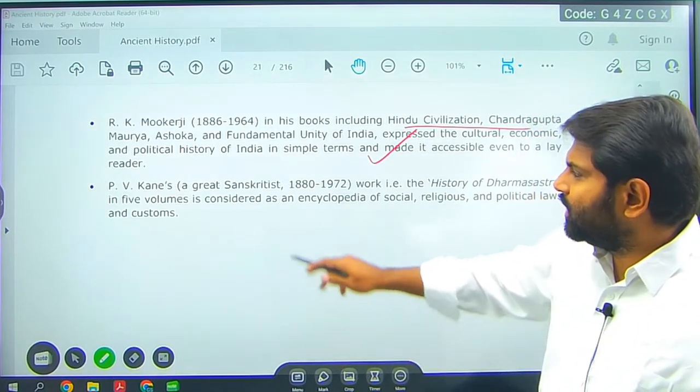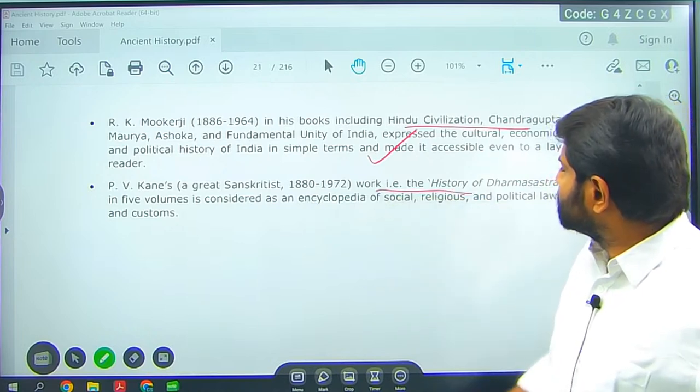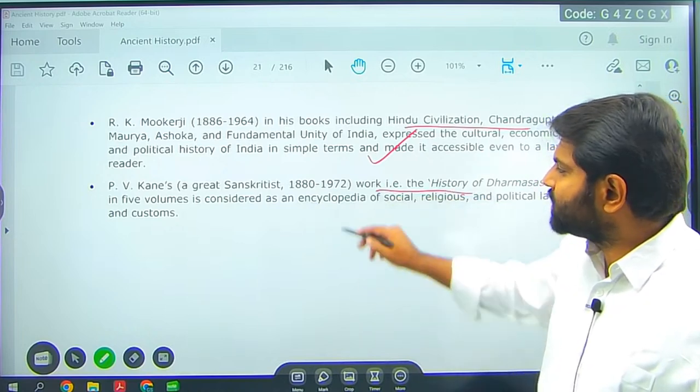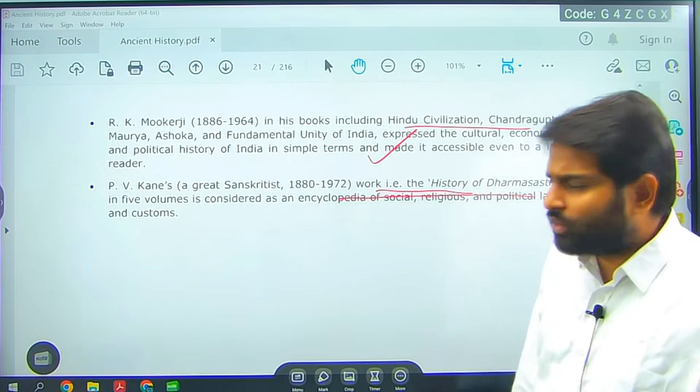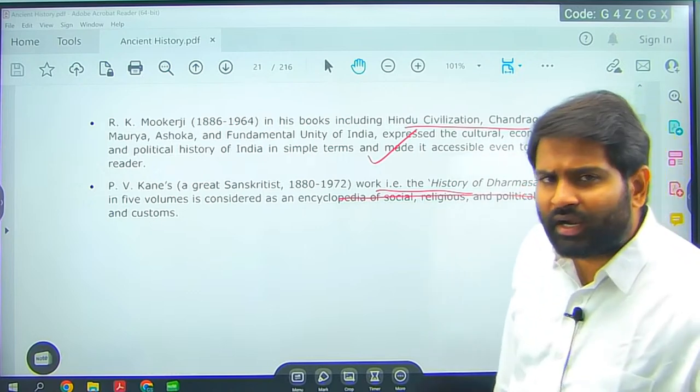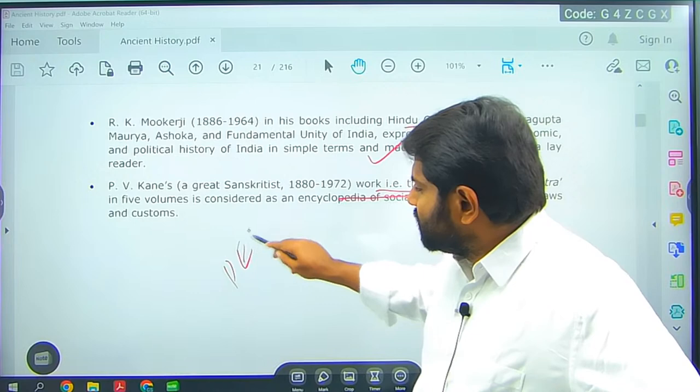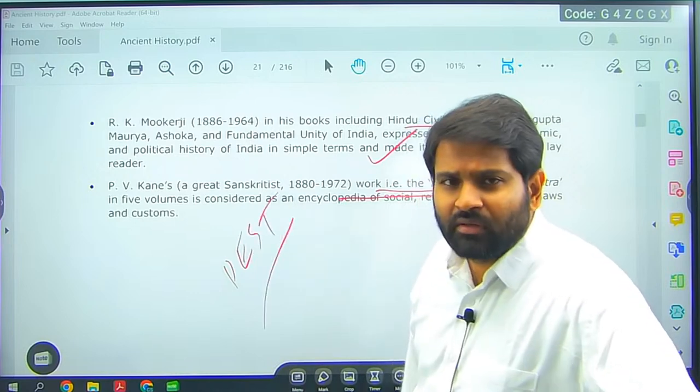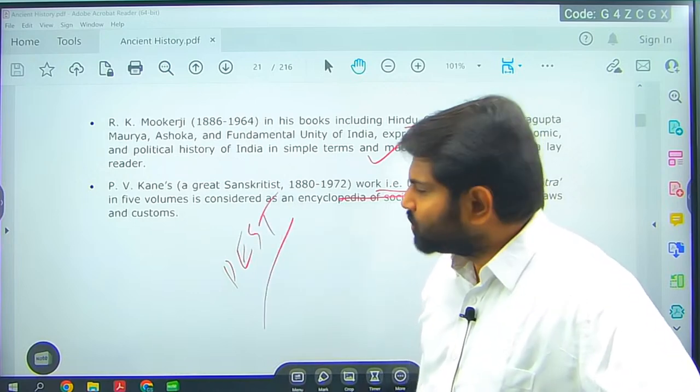Similarly, Kane, a great Sanskritist, worked on the History of Dharmasastra in 5 volumes, considered an encyclopedia for socio-religious, political matters and customs. Best approach? Best approach is the best approach for history, political, economical, social, technological.